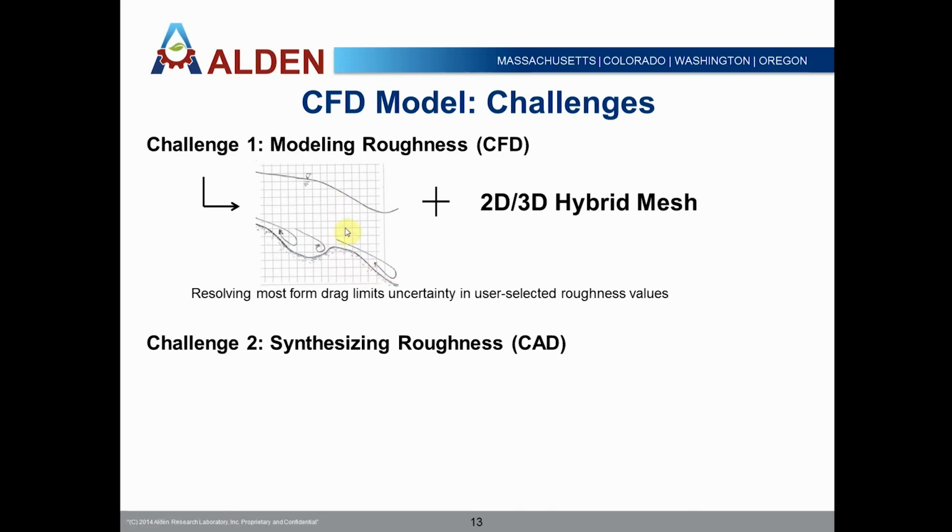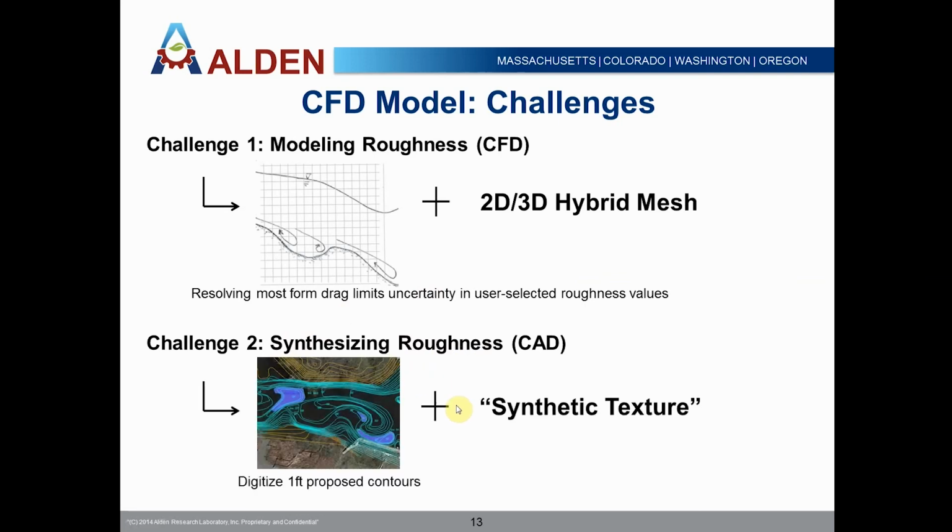Of course, we end up with a bunch of grid cells when we do that, which becomes very awkward. So what we ended up doing was a hybrid approach where part of the domain is in 2D and part of it's in 3D. The second challenge was, how do we synthesize this roughness? We don't have the proposed surface surveyed. There is no proposed surface yet. So we had to somehow synthetically roughen the surface in CAD. We start off with kind of 1 foot contours that create a smooth surface, and then we synthetically texturize that.